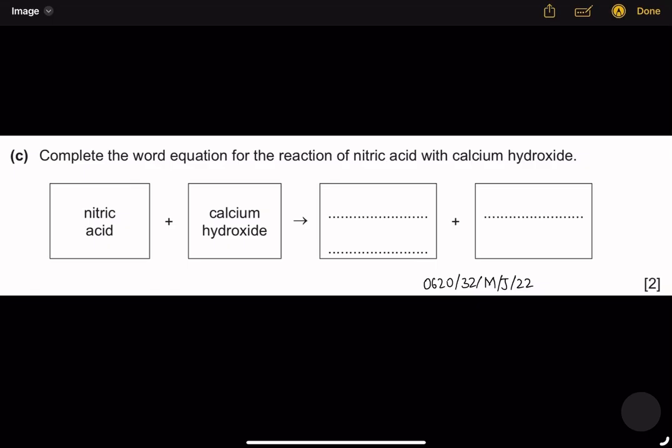So now we have the word equation for the reaction of nitric acid with calcium hydroxide. When calcium hydroxide reacts with nitric acid, we get calcium nitrate and water. Nitric acid is basically HNO3 and calcium hydroxide is Ca(OH)2. Let's move over to the next question.